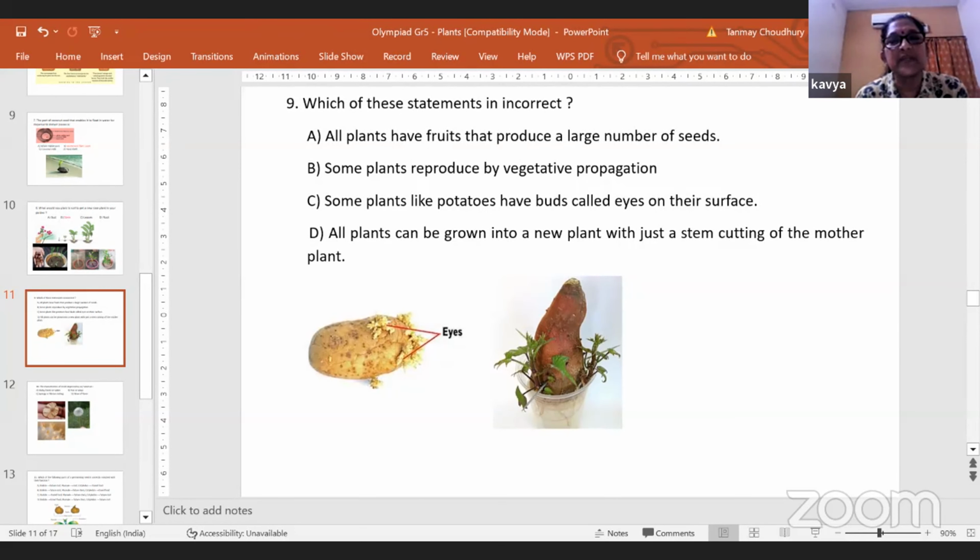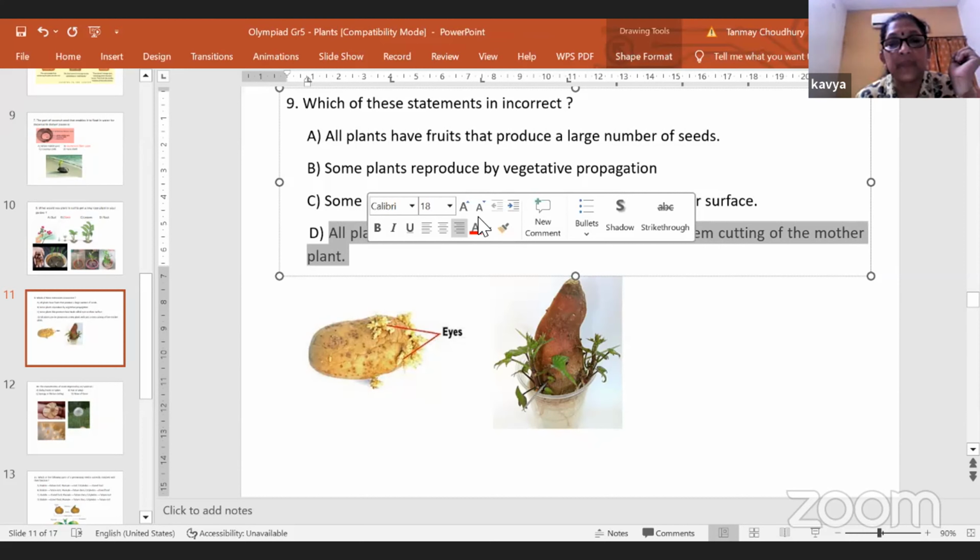Which of these statements is incorrect? All plants have fruits that produce a large number of seeds. Some plants reproduce by vegetative propagation. Some plants like potatoes have buds called eyes on their surface. All plants can be grown into a new plant with just a stem cutting of the mother plant. All plants cannot grow from their stem cuttings. So this is incorrect. Okay.